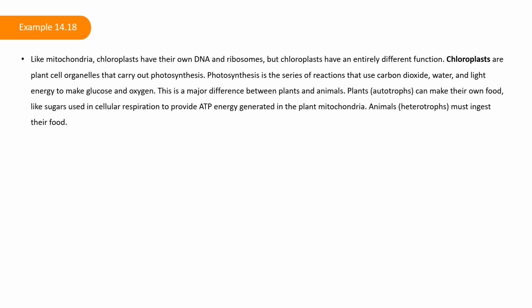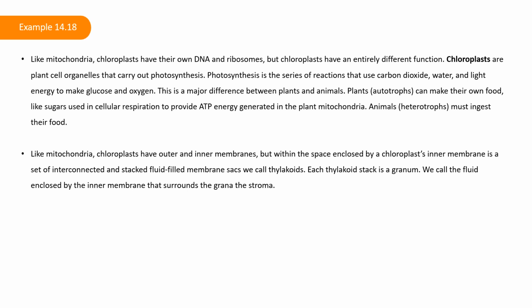Like mitochondria, chloroplasts have their own DNA and ribosomes, but chloroplasts have an entirely different function. Chloroplasts are plant cell organelles that carry out photosynthesis. Photosynthesis is the series of reactions that use carbon dioxide, water, and light energy to make glucose and oxygen. This is a major difference between plants and animals. Plants, autotrophs, can make their own food, like sugars used in cellular respiration to provide ATP energy generated in the plant mitochondria. Animals, heterotrophs, must ingest their food.